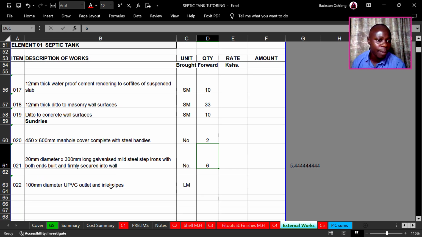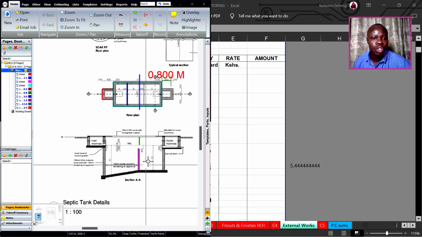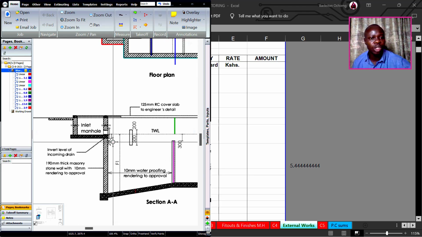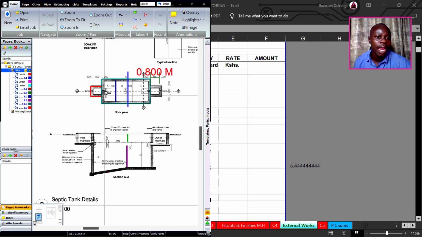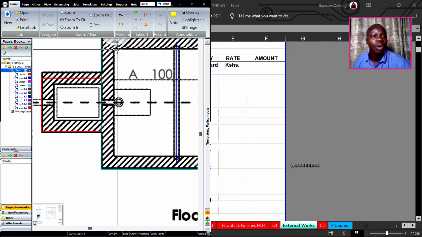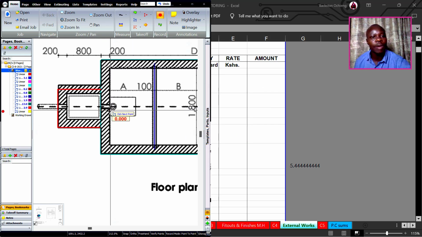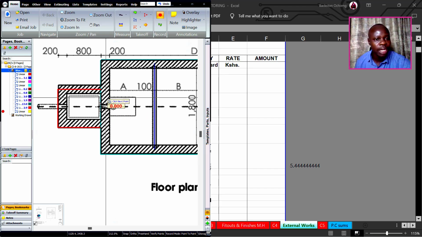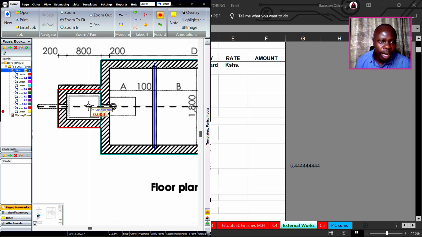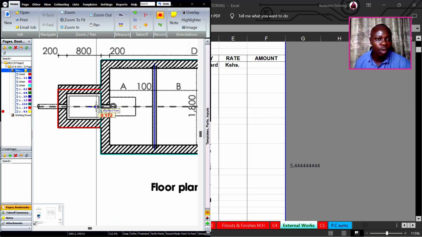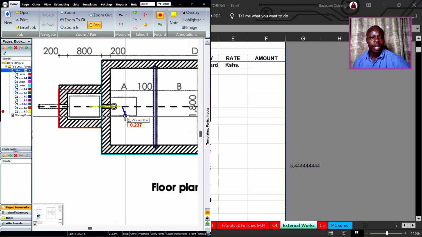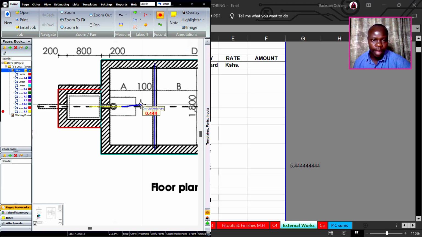Then 100 millimeters diameter UPVC outlet and inlet pipes. These are the pipes that are used for the inlet and the outlet. So what we need to measure is just their lengths. Normally the provision is, we can always take the entire wall, and then we give an allowance to the entrance and also at the start. So normally we can take it quarter way from manhole 1 and quarter way into the septic tank. So that is an estimated length.